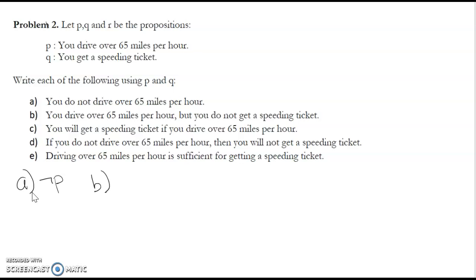Go to B. B states that you drive over 65 miles per hour. So that's just P, so let me start by writing that. But you do not get a speeding ticket. So getting a speeding ticket is Q, but you don't get it. So now what do we put here? If you think about the sentence for a bit, you are driving over 65 miles per hour. At the same time, you're not getting a speeding ticket. So this would be connected with the and statement.